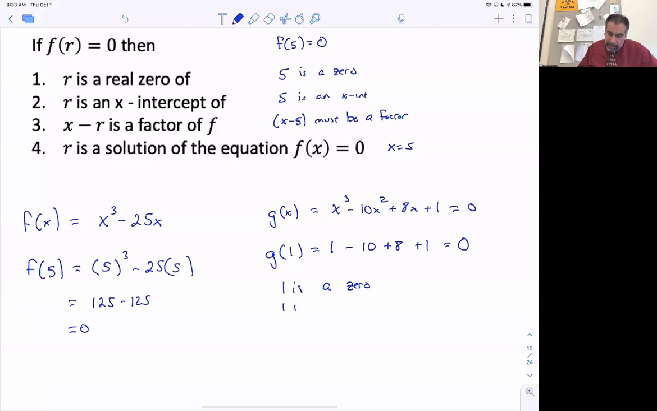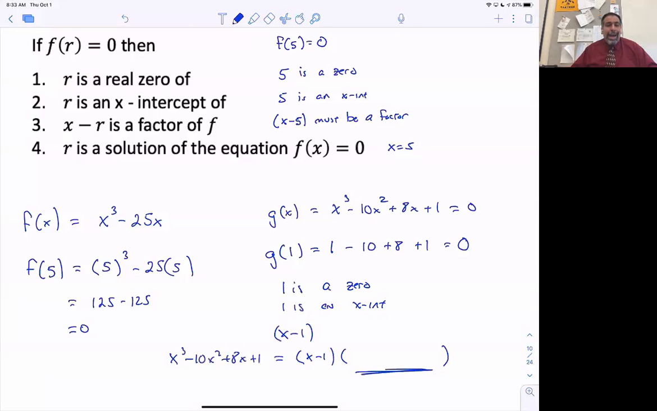1 is an x-intercept. But here's the important one. Now I know x minus 1 is a factor, which means if I try to factor this thing, I now know it's equal to x minus 1 times a remaining factor. But that gives me a really big clue about how I could try to continue to factor this thing.